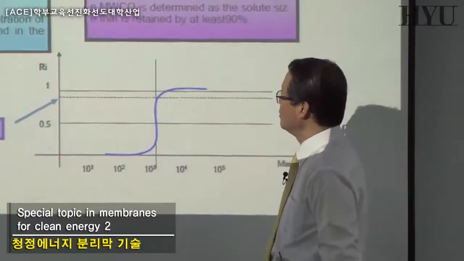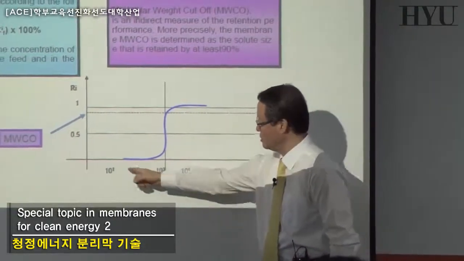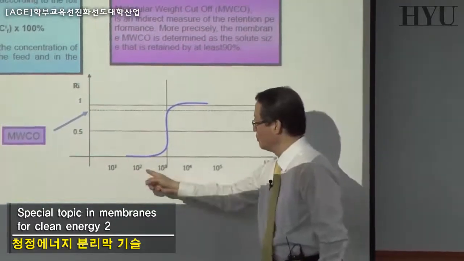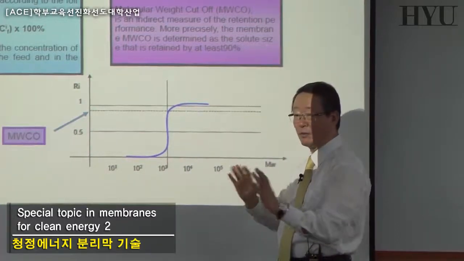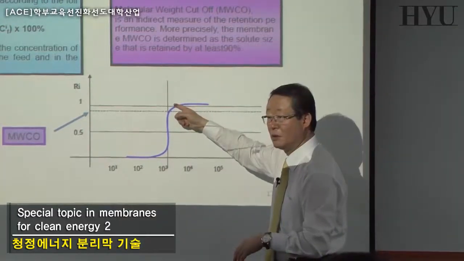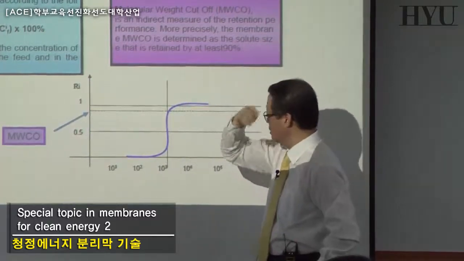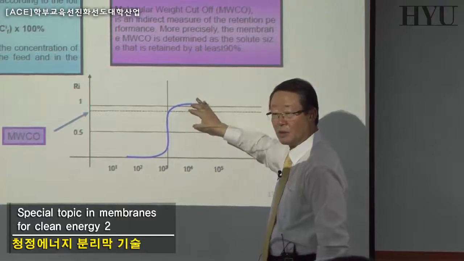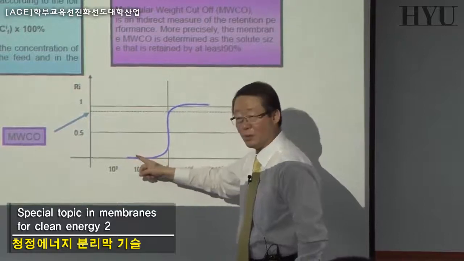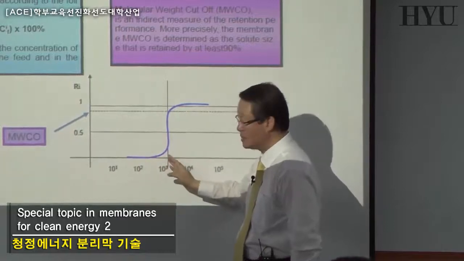This is the indication of MWCO. What you can see here in this graph is the molecular size, so this is the molecular weight of your solute. You have different molecular weights passed through in the mixture, and you have some breakthrough point here. In other words, the rejection is almost 100% here if the solute molecules are larger in size. But if they are smaller, you don't have any separation. So everything smaller than this size will go through.